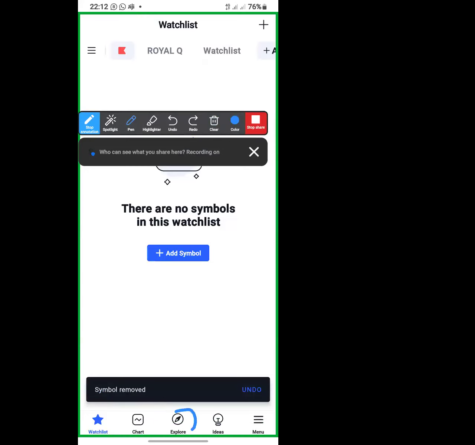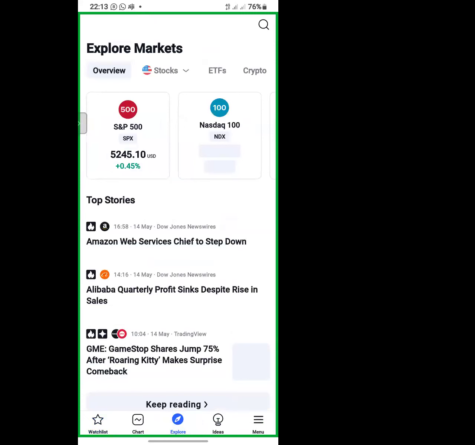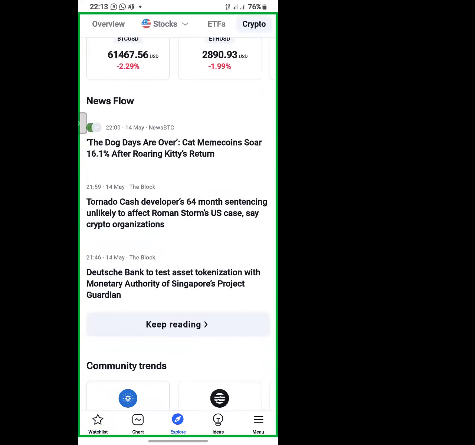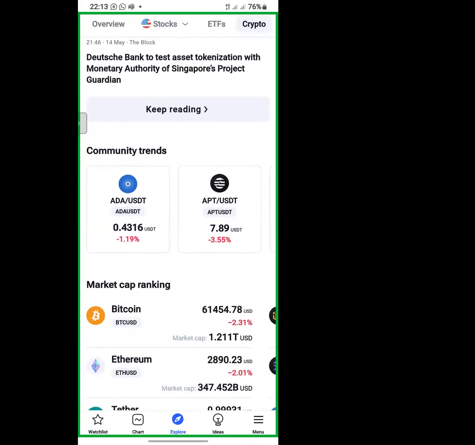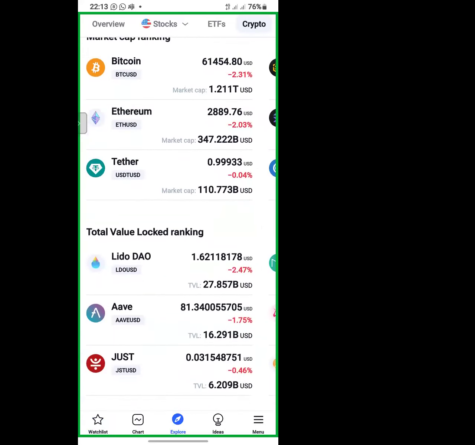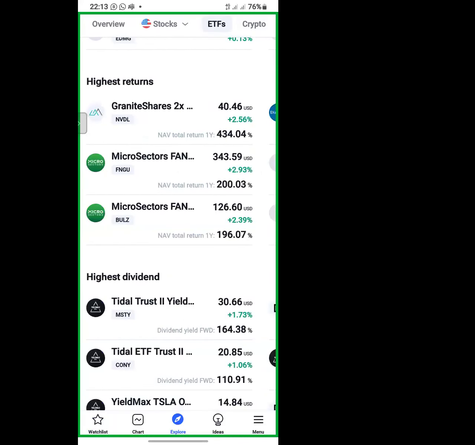Then we have the explore. When you click on explore, you find there different markets. So you choose what you want to explore. So they're telling you to explore markets. So we choose crypto because we are concentrating on crypto. So you can read the news. You can go through and read the news about certain currencies, Bitcoin itself, Ethereum, Tether, and others. This is about crypto.